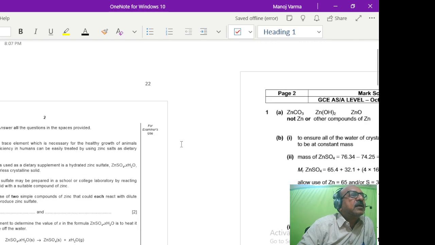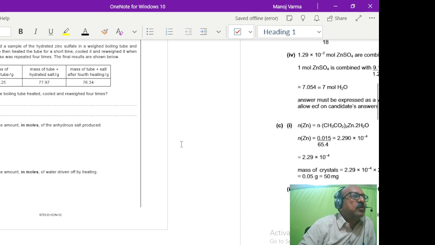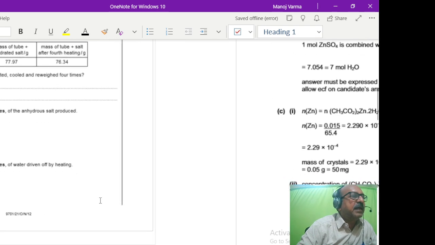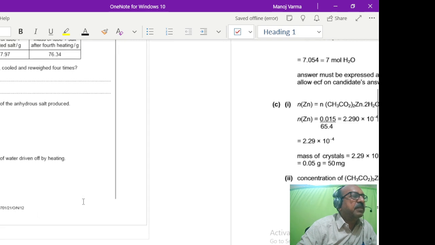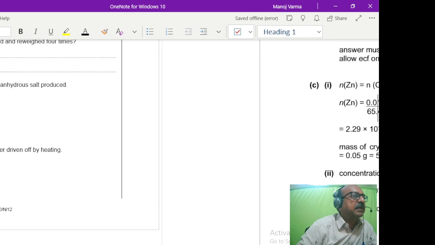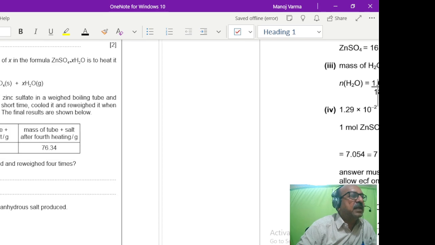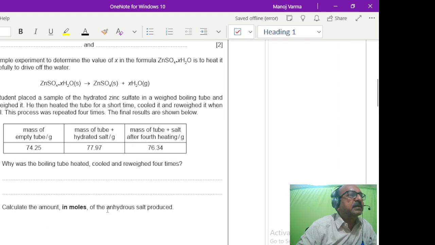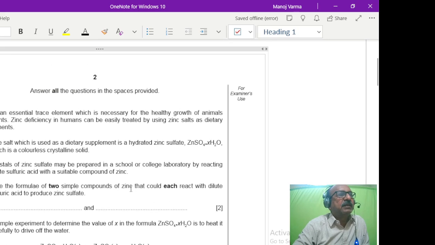So you see that this particular question is based on mole concept and it has been taken from the October November 2012 paper, paper variant 21. So this is what we are going to discuss. So let's see what the questions are and how difficult it is to solve it, or you find it easy, that we will come to know.